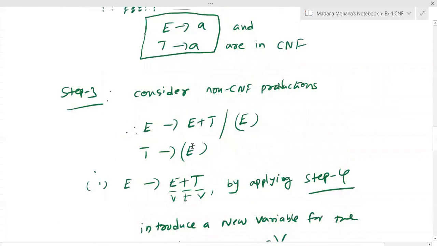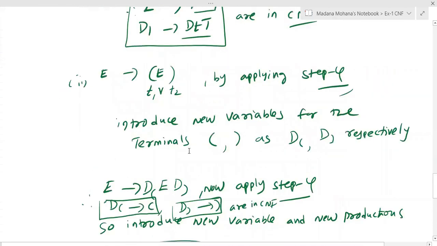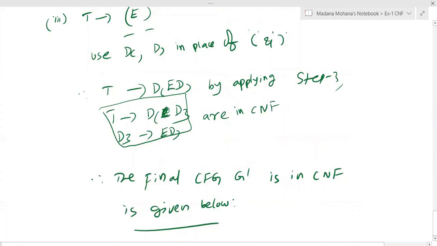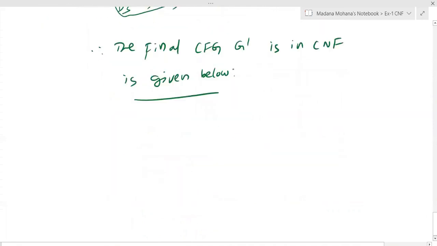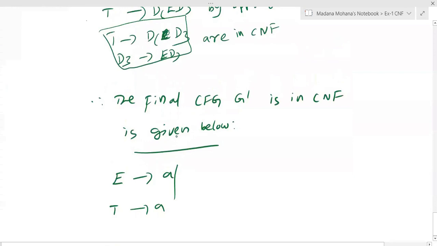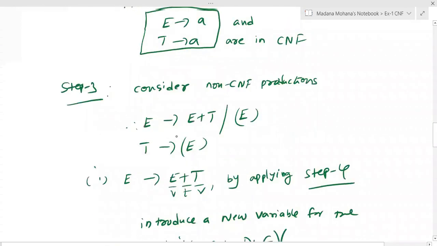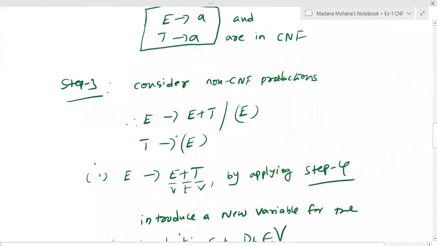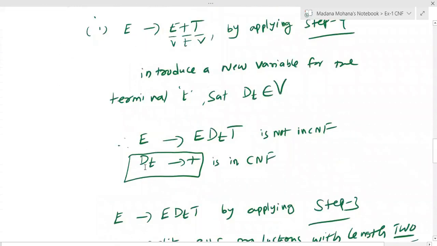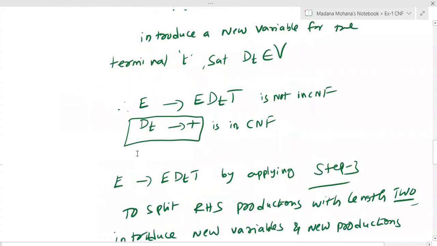E derives A, T derives A. But all you can combine, starting with the same variable name. So here E derives A, then T derives A. Now what are all the E productions you can combine here, starting with the same E variable? In step 3, whatever the productions which are in CNF starting with E, all you can write down. So all are enclosed in a rectangle box.